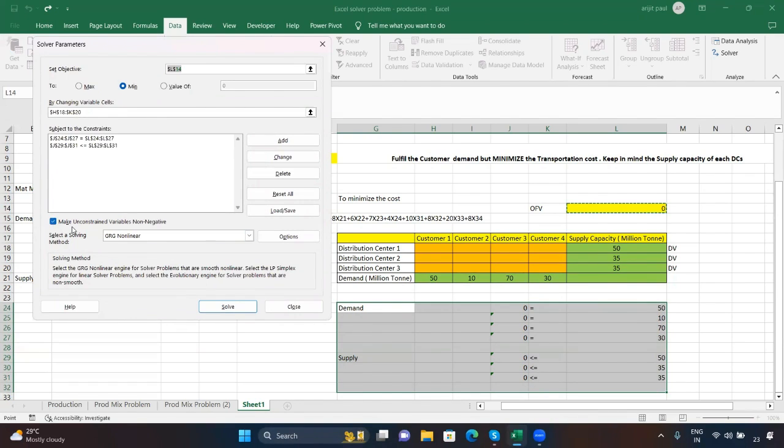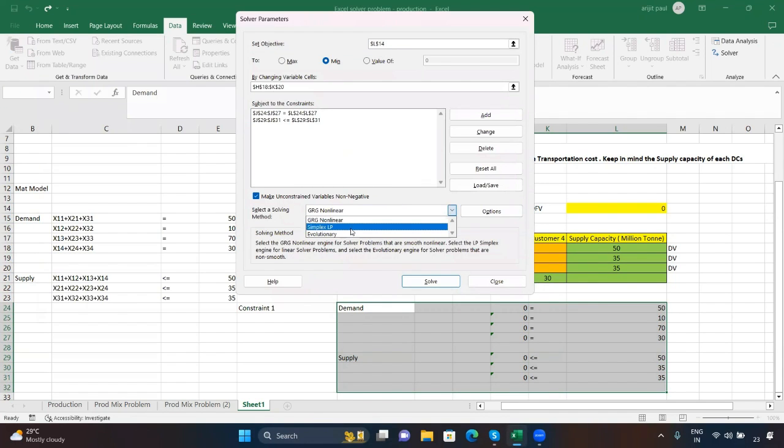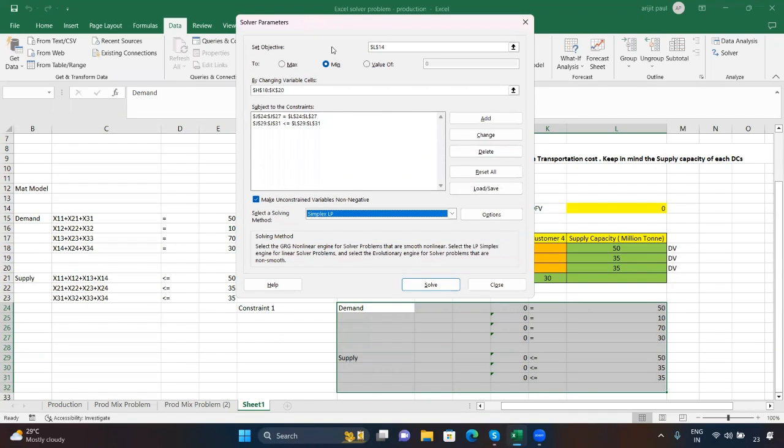Again, we are not going to supply any negative quantities to any one of these customers. So basically, you need to tick this option, make unconstrained variables non-negative. So I am keeping this ticked. Now again, we are going to solve this problem by using Simplex LP because this is a linear problem. Now, what do you mean by a linear problem? We have already discussed that in our previous classes. If the variable power is one throughout the model, then you can consider that problem as a linear problem.